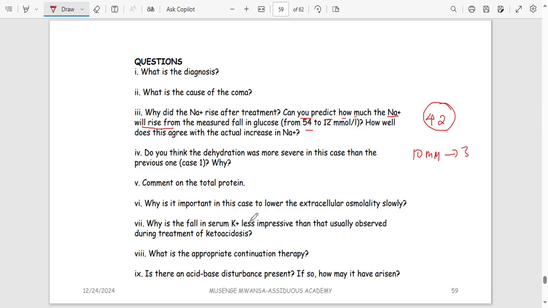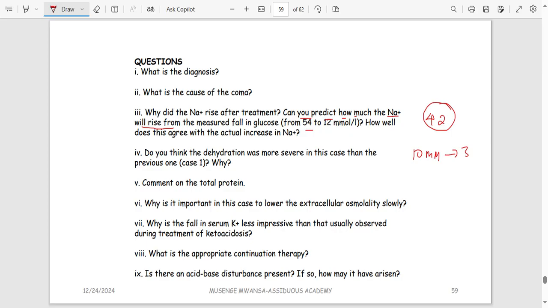Why is a fall in serum potassium less impressive than that usually observed during treatment of ketoacidosis? These questions are tiresome. So why is the fall in serum potassium less impressive than those usually observed during treatment of ketoacidosis?